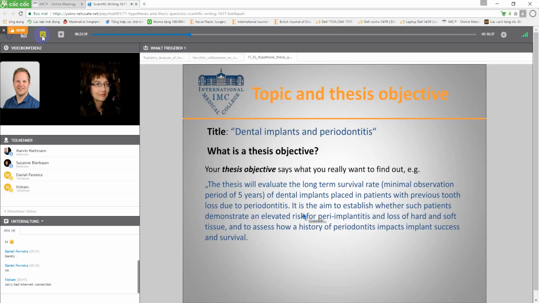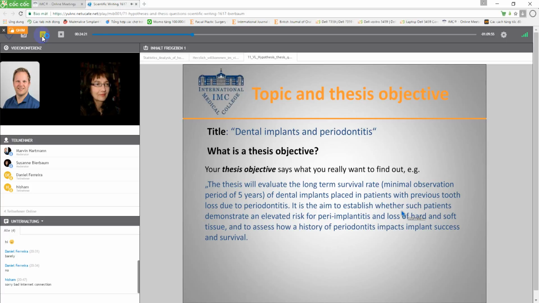Long-term survival, patient's previous tooth loss, to establish if there's an elevated risk, an elevated loss of hard and soft tissue, and how implant success and survival are impacted. And in here, these two parts are there. The first one, what's the aim? What's really your initial question? What do you want to find out? The initial question was, do patients who have previously lost a tooth to periodontitis have, in consequence, a higher risk to again lose their implant, develop periimplantitis? That's the first question.